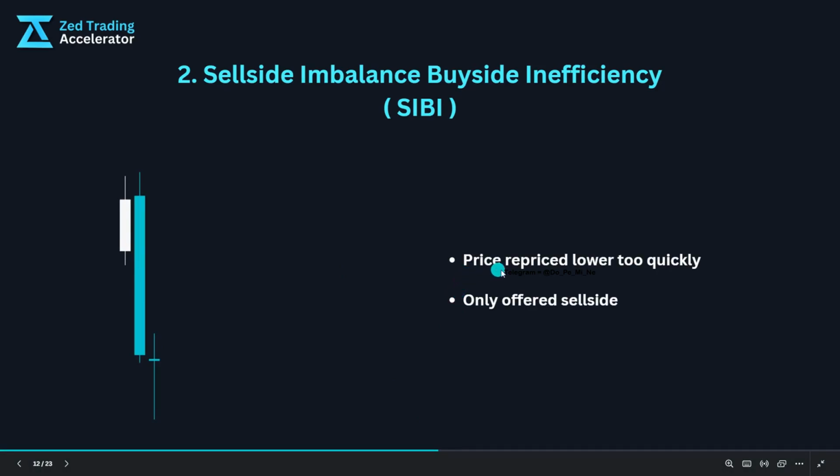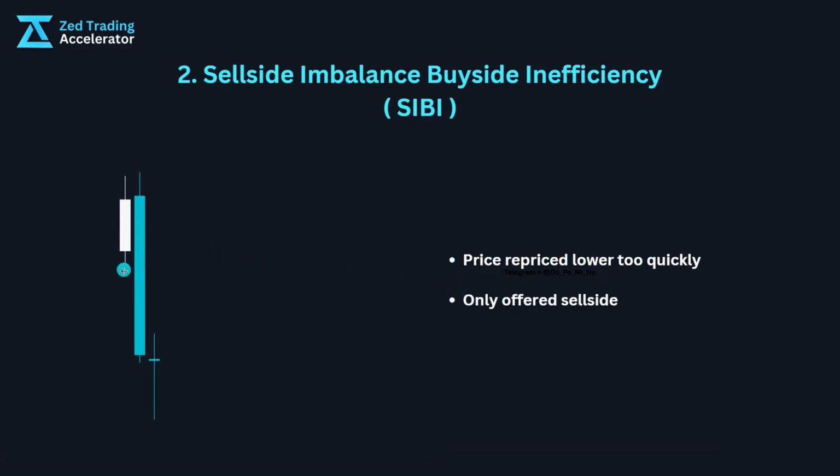So price repriced lower too quickly, leaving an imbalance right here. As we can see, we have this low, the wick of the first candle, and the top wick of the third candle. And this is the fair value gap, or imbalance.